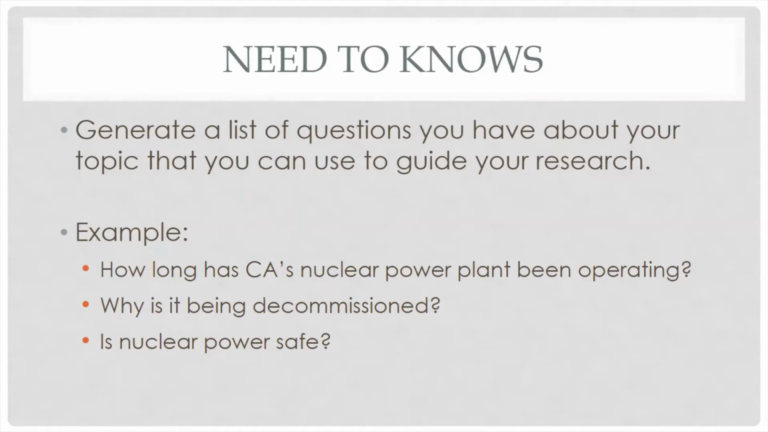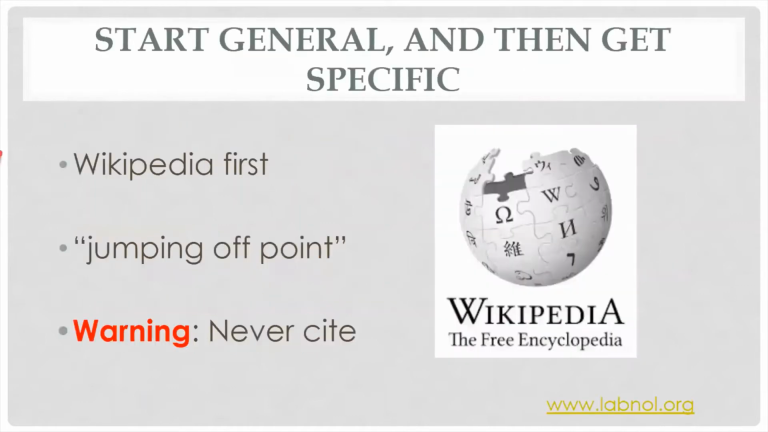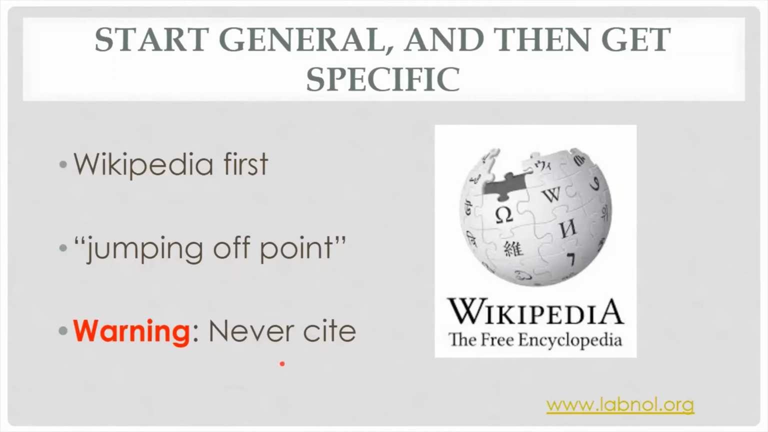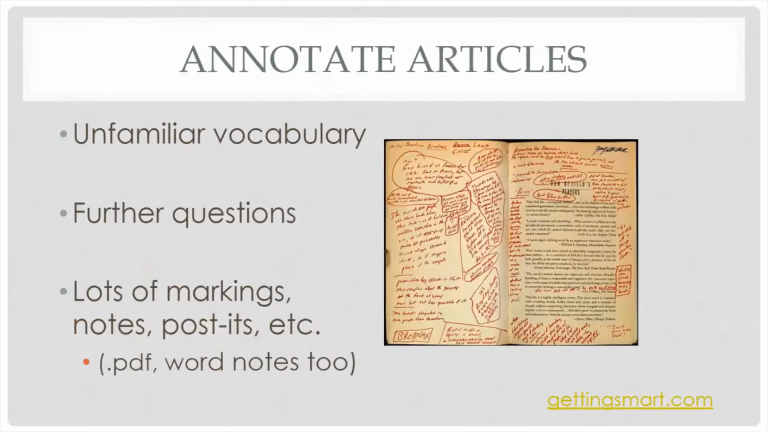Okay, I always say start with Wikipedia. It's not something that you're going to cite, it's not a source, but it is a really good place to get a broad overview of a topic and wrap your head around what it is you're studying. I think of it as a jumping off point, but remember, never ever cite an article from Wikipedia. It is not considered a credible source because it's crowdsourced.